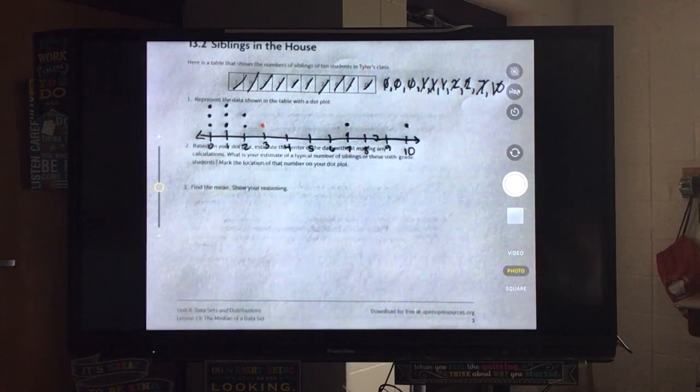All right, Gabby, what'd you come up with? I did 2, because there's 6 dots on one side, and if you put it on 2, there's 4 dots on the other side, so between the 2 of them is like 2 to me, because I didn't want to do 1 and a half, because you can't have 1 and a half siblings. Okay. It's true.